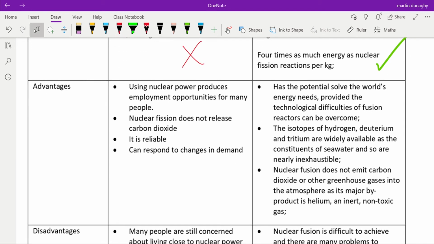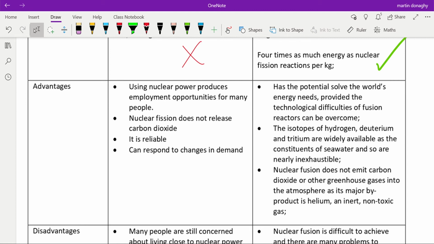Advantages then of fission is we have these nuclear power plants that provide employment opportunities and skilled employment for lots of people. It doesn't emit carbon dioxide. It is reliable in that it will generate electricity any time of the day, any weather conditions, and we can increase and decrease the amount of electricity produced.